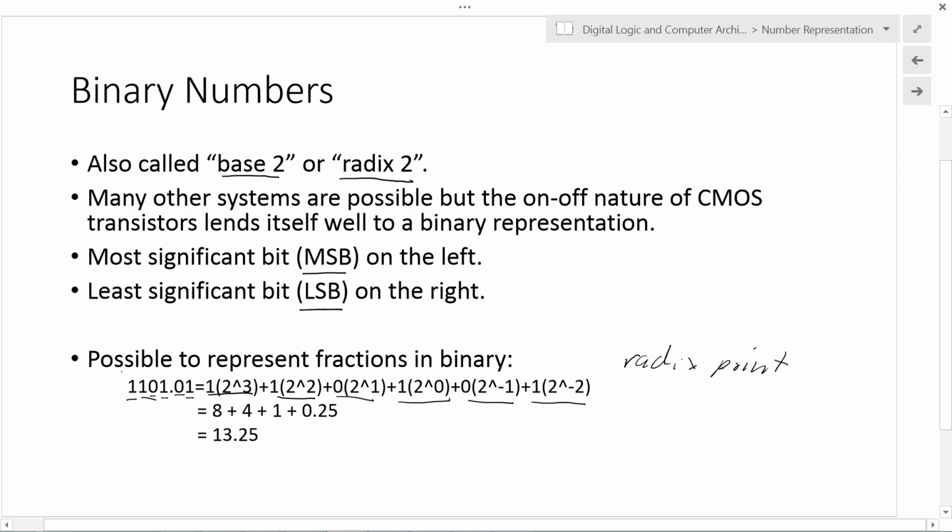So what do we get? We have 1 times 2 to the power of 3 for 8, 1 times 2 squared for 4, 1 times 2 to the 0 for 1, and 1 times 2 to the minus 2 for 0.25. I left off the 0 terms because these just drop off to 0. So we can add the power of 2 or not, depending on the binary value. 8 plus 4 plus 1 plus 0.25 gives us a final value of 13.25.